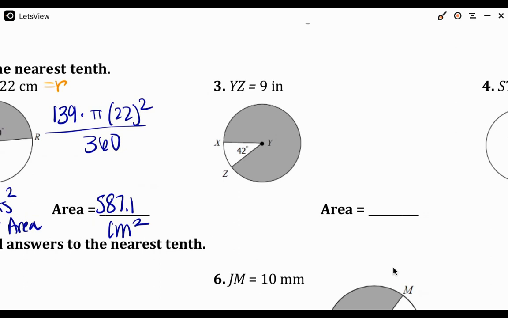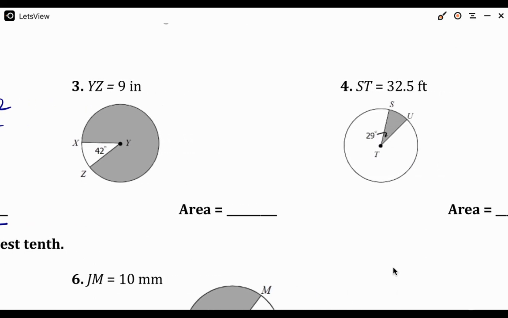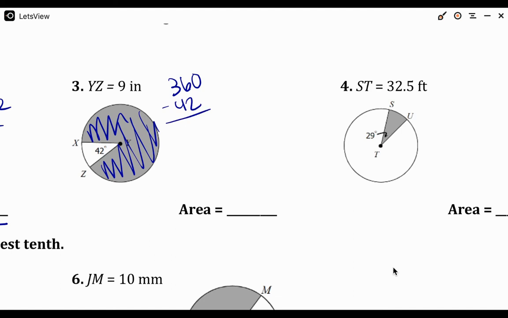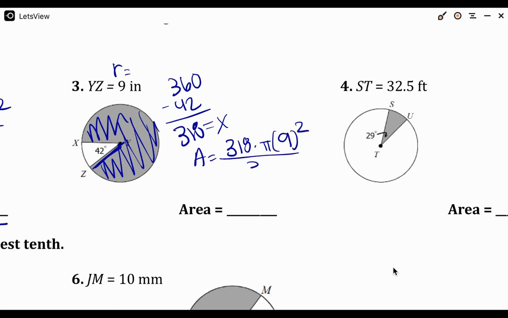Okay, our next one. We want the area of the shaded region. Shaded is this part out here. So we have to do 360 minus 42 to get that area of the shaded region, which gives us 318. So that's your x. YZ is your radius. Put it in the formula: area of the shaded region is 318 times pi 9 squared over 360. Plug that in your calculator, you get 224.8 inches squared.